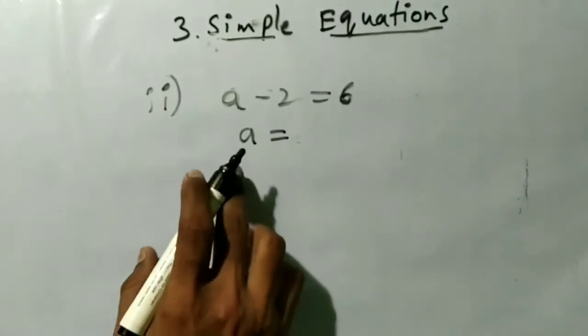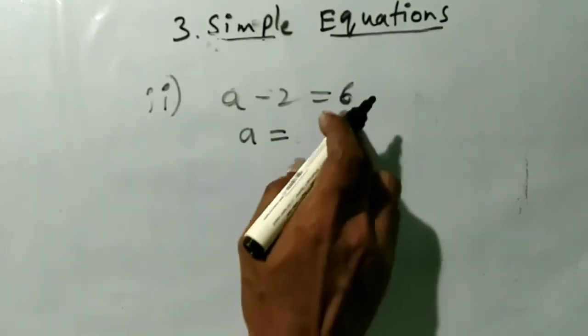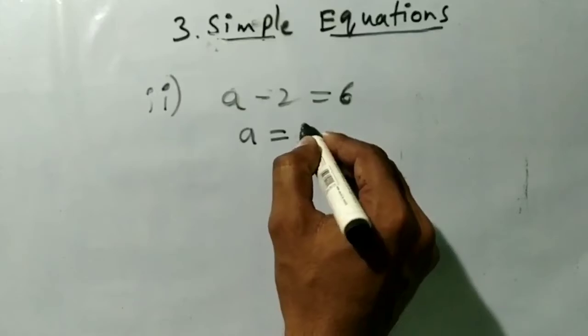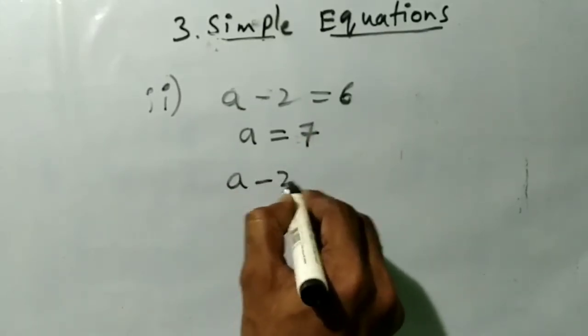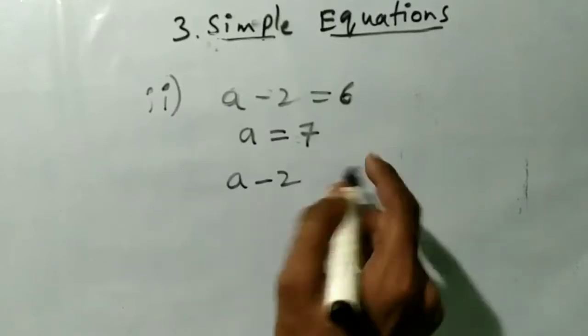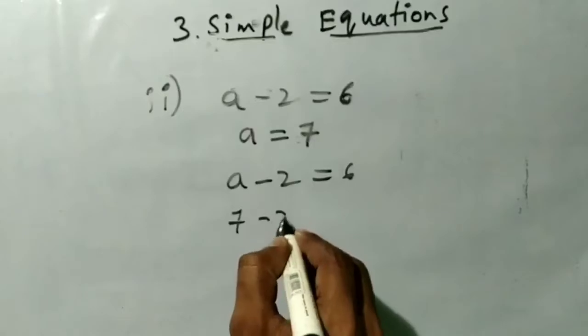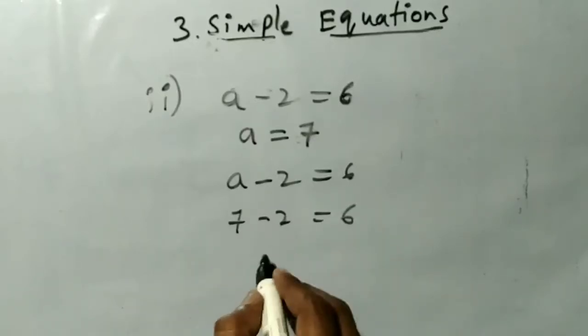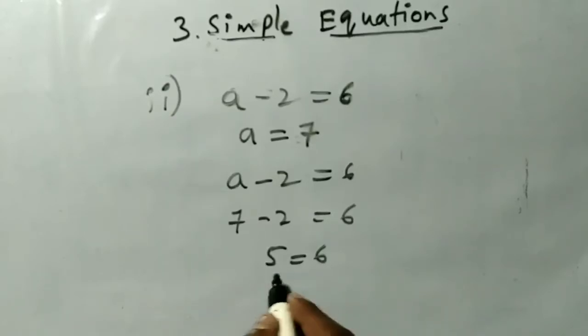Let's take a is equal to some more than the value of 6. Let's take here 7. That is a minus 2 is equal to 6, that is the question here. Let's take a is equal to 7. That is 7 minus 2 is equal to 5, here 6. So it is closer. The 5 is closer to 6.